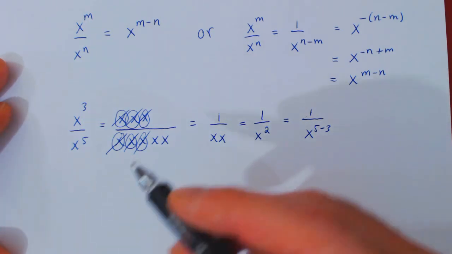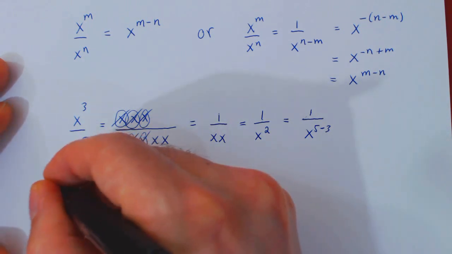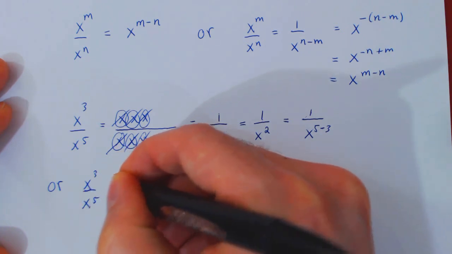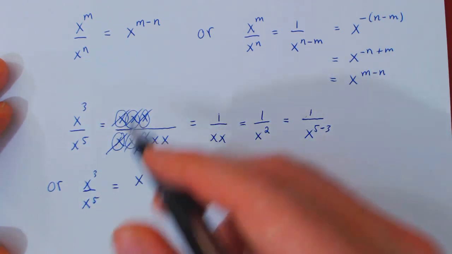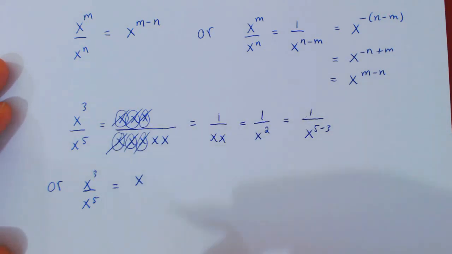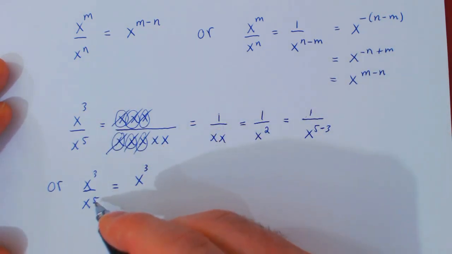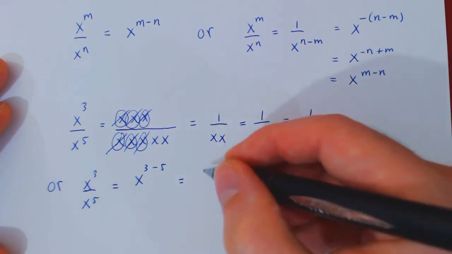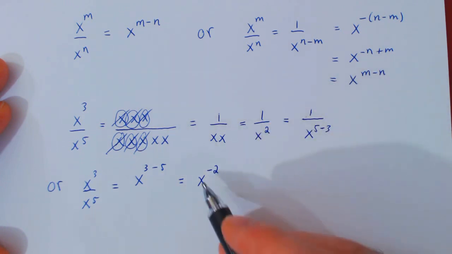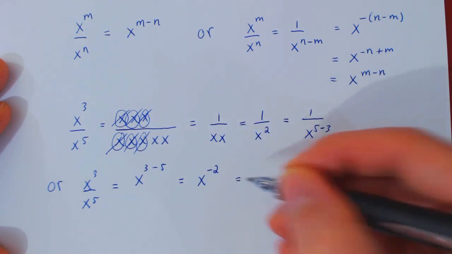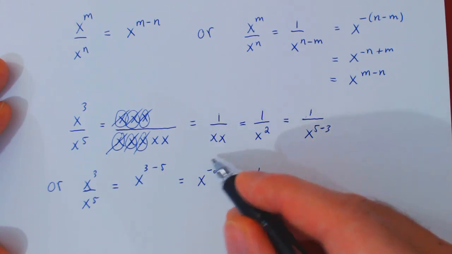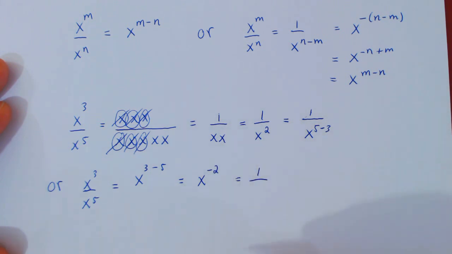We could of course choose to leave x on the numerator, so x cubed over x to the 5, and if we choose x on the numerator, then if we go back up, the 3 stays on the x, and we subtract the other exponent, so 3 minus 5. 3 minus 5 is negative 2, and of course these are the same answers because if you send an x from the numerator down to the denominator, you negate the exponent. And the negative of negative 2 is, of course, positive 2. And that's it.